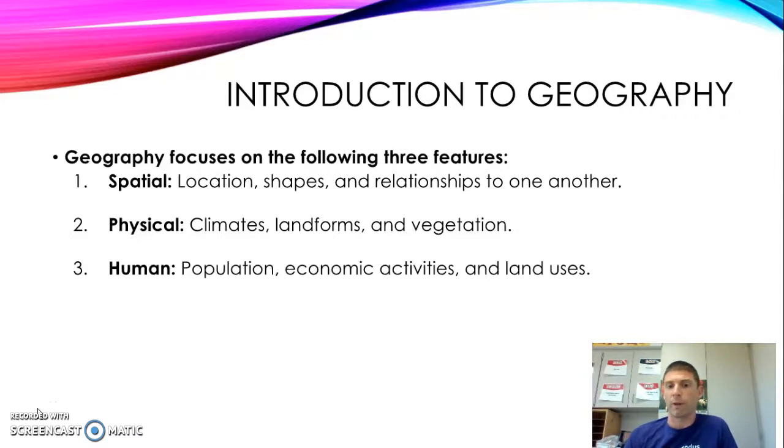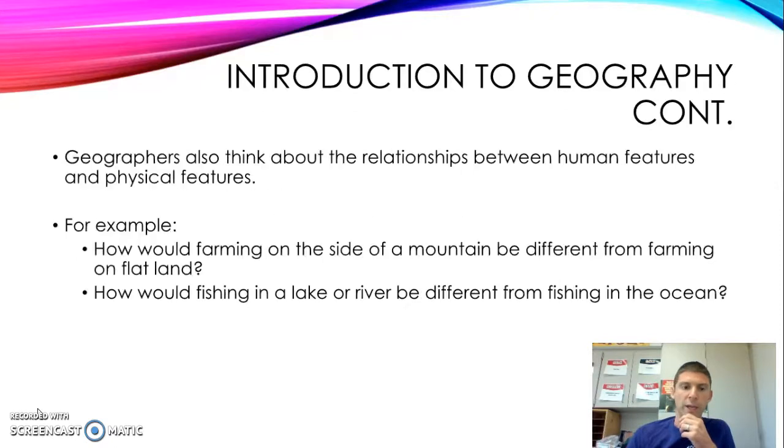These interact together because people's land use affects vegetation and landforms. Economic activities can affect the physical environment too. It might affect how people live together. Often people cluster in cities, so that's population connecting with spatial location and relationship. There's often a connection between those, but make sure you know that those are the 3 features that we're looking for here in geography.